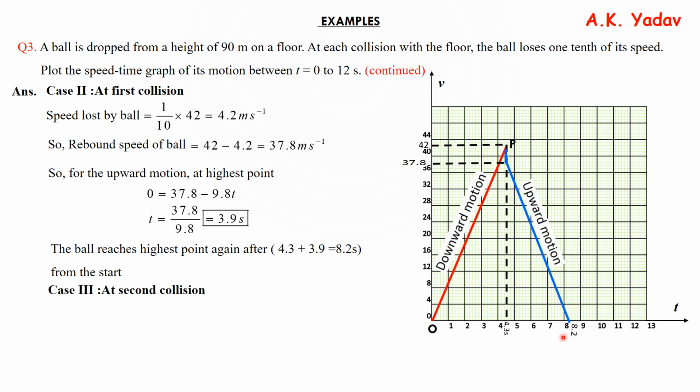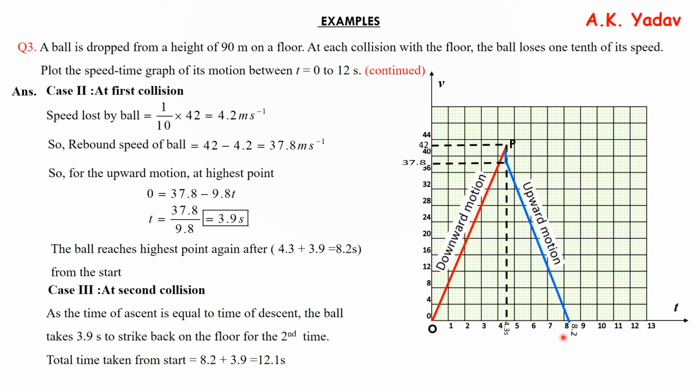Now the third case, at the second collision. As the time of ascent is equal to the time of descent, the ball takes 3.9 seconds to strike back on the floor for the second time. So what is the total time? 8.2 plus 3.9, that gives 12.1 seconds. So this is again the downward motion, and the question was for t equal to 0 to t equal to 12 seconds. Now is the time to recapitulate.